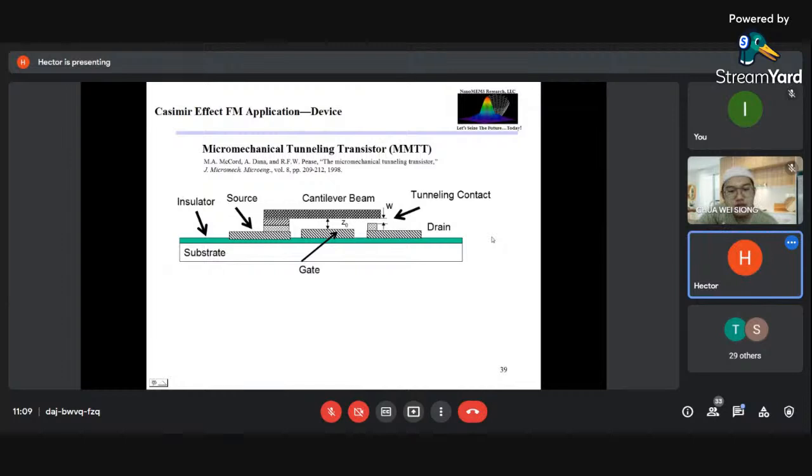One device that may be used to efficiently create this frequency multiplier is a so-called micromechanical tunneling transistor. This device looks like a FET. We have a source and a drain, except that the current between the source and drain is regulated by a voltage that controls the displacement of this beam.